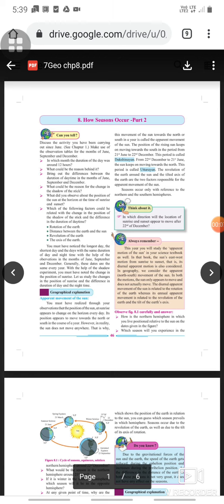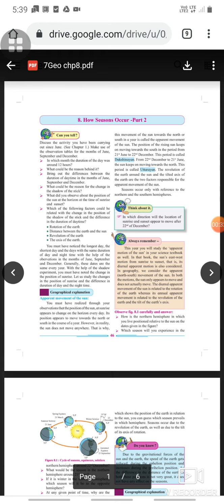Now we'll read about chapter 8, which is How Seasons Occur, part 2. In the first chapter you read about how seasons occur, part 1. Now it is part 2 of the same chapter. So let's start.